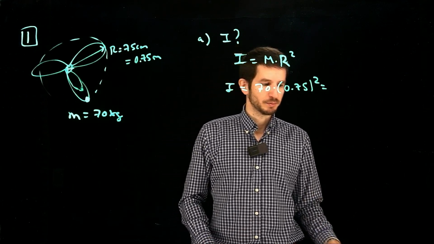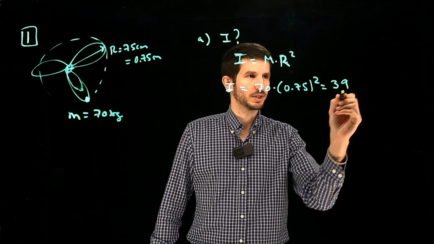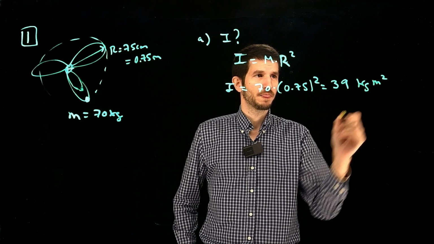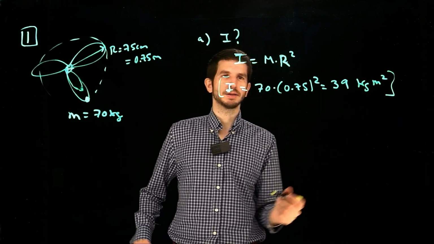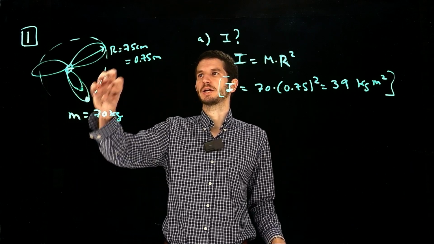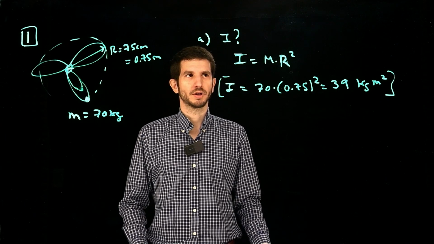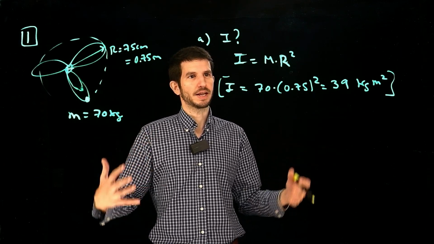And if we do these numbers, we find that this is about 39, and now it will be kilograms times meter squared. Okay? So that will be the moment of inertia of this propeller. And again, the assumption here is that all the mass is concentrated on the outside, it's just simply rotating, which of course is not a good approximation, but at least qualitatively it's going to give us an idea, right?